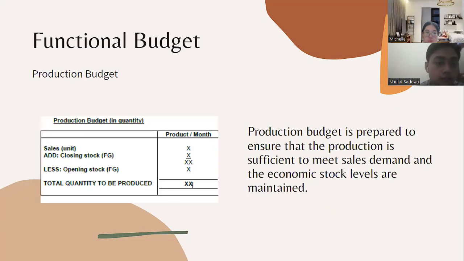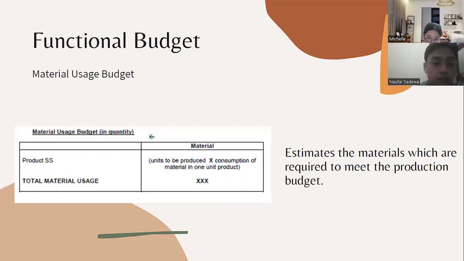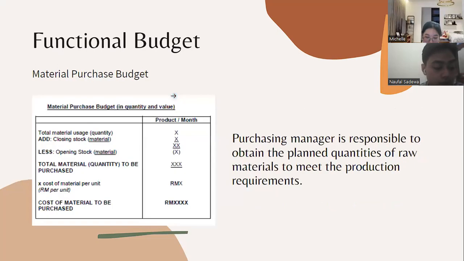And the next is about the production budget. The production budget is prepared to ensure that production is sufficient to meet sales demand and that economic stock levels are maintained. Also, this is the example of cattle. And the next is about the material usage budget. The material usage budget estimates the materials which are required to meet the production budget. And then this is how the table looks.